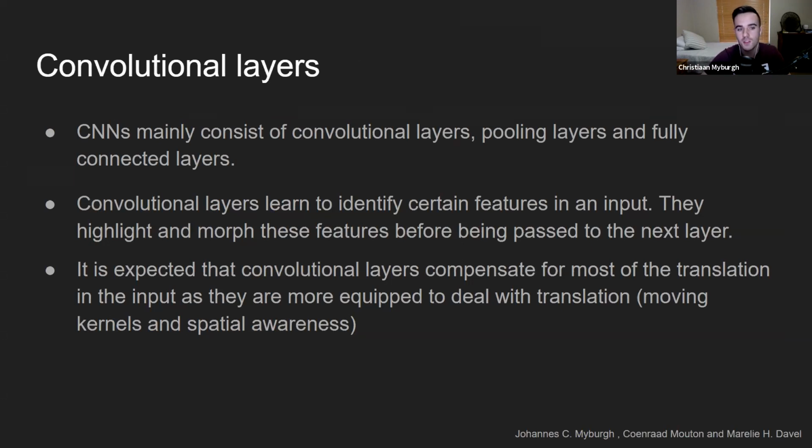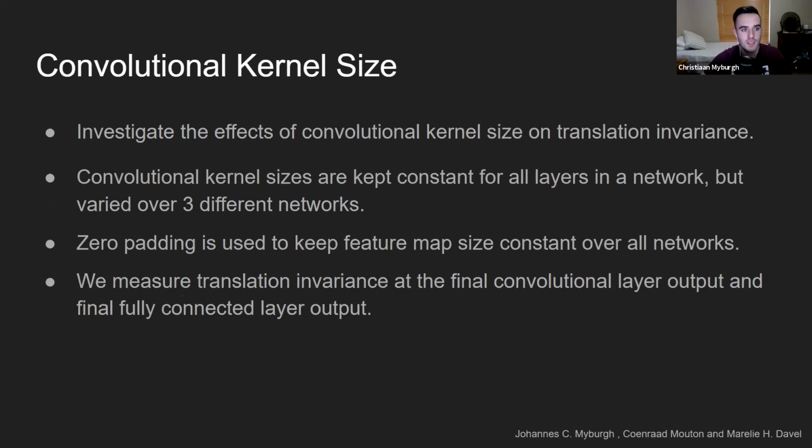Now, it's expected that convolutional layers should be able to compensate for most translation in the input, as they are more equipped to deal with translation since they move around the input instead of the fully connected layers just receiving static input. So these kernels are spatially aware, and like I previously said, they move over the input. So the first thing that we want to investigate is the effects of convolutional kernel size on translation invariance. How we do this is we train 3 different networks with 3 different convolutional kernel sizes. The size of the convolutional kernels is kept constant within the network over the network's 3 layers, but varied over the 3 different networks.